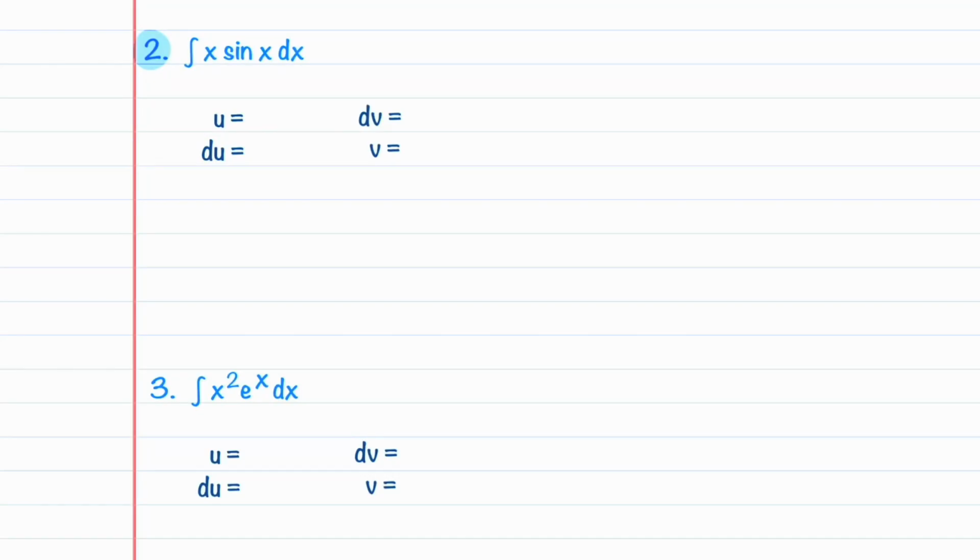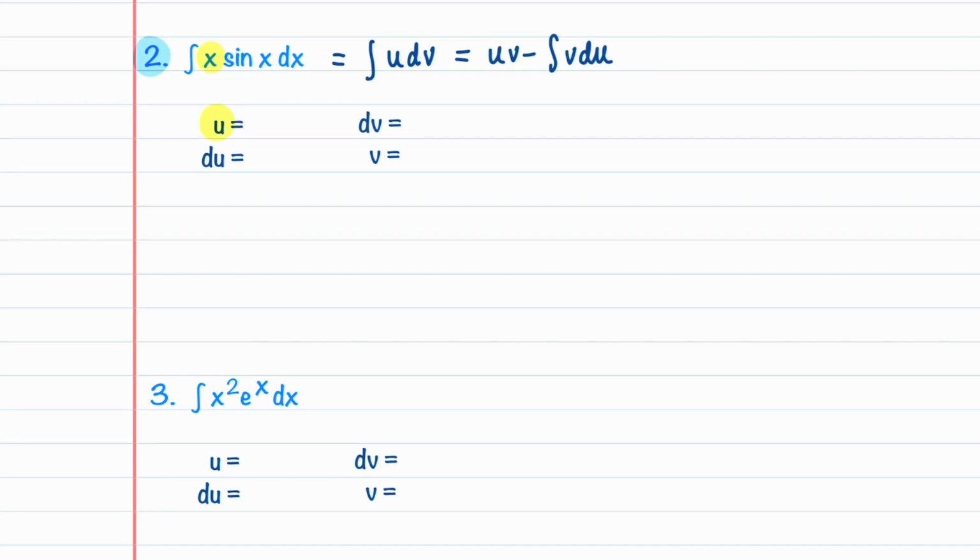We're going to begin by setting our integral equal to the integral of u dv, and then we'll know that that is equal to uv minus the integral v du. We need to start by choosing u, and we want to choose it to be the function that we can differentiate repeatedly until it becomes 0. And that function is equal to x.